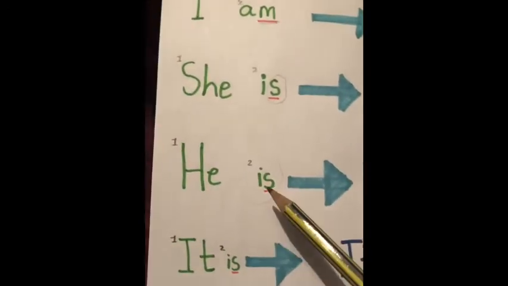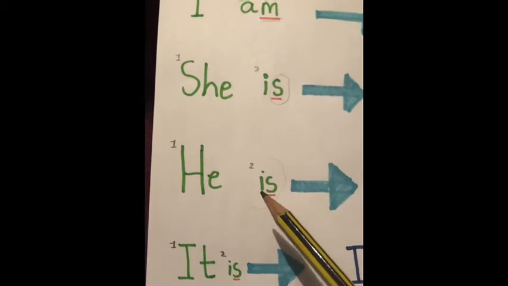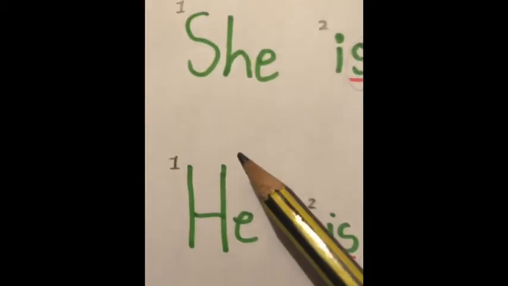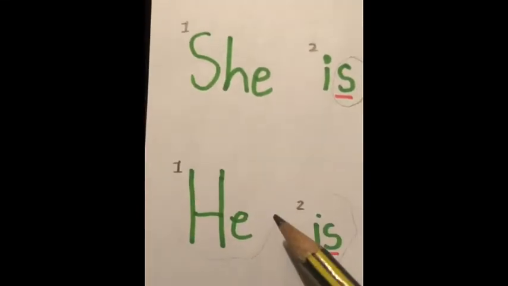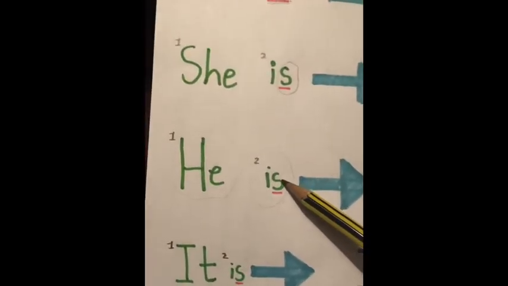What do we do? Let's see. These are two words, right? He and is, two different words. First of all, we see what is the first word? He. He is the first word or the first pronoun. We write the first word as it is, he. Okay, look, we didn't change anything. He. Then the is. What do we do with it?